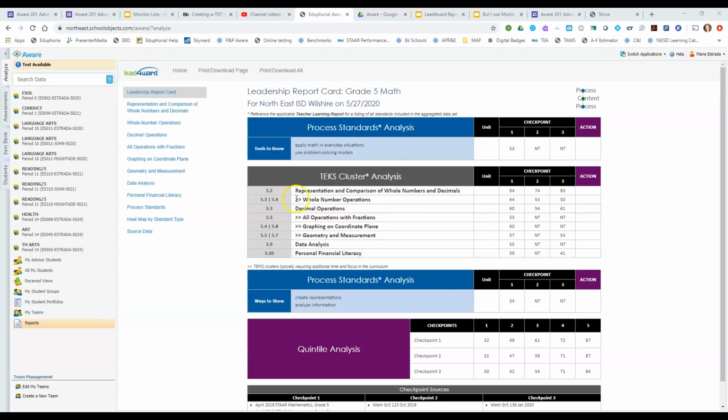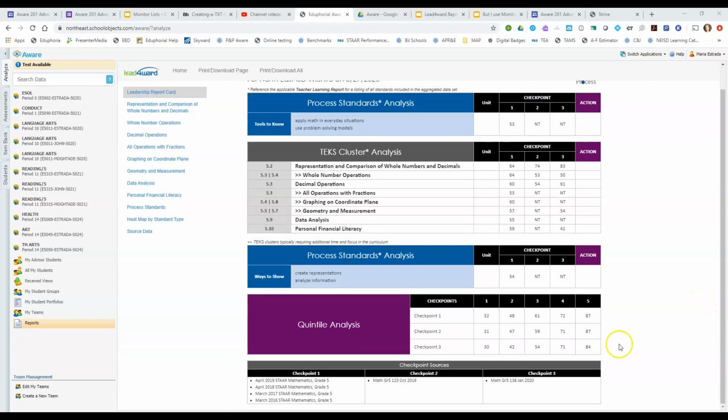Now, the other thing that I notice is here on one of these most highly tested TEKS clusters is whole number operations. Historically, the students for the last 4 or 5 years have gotten about 64%. On the October benchmark, this group of students only got about 53%. And then I see in the spring benchmark, they've gone down to 50%. So that just lets you know that they're starting to lose some ground, and that might be something that needs to be addressed through intervention and tutoring.